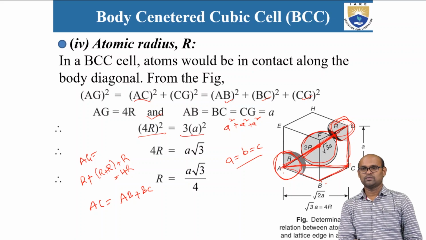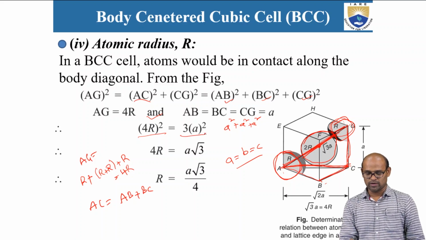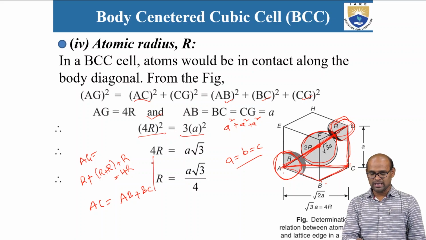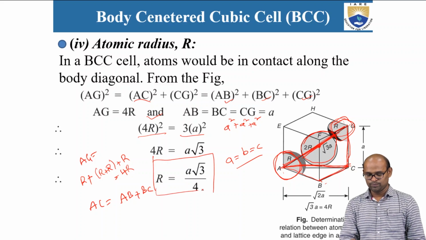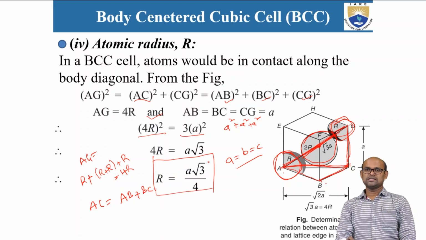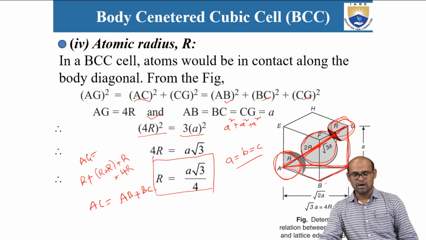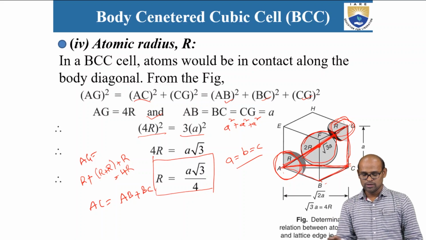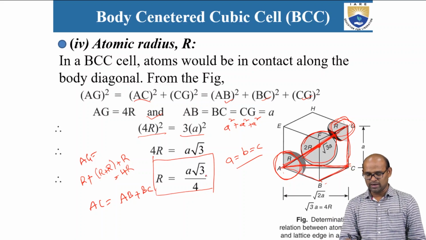So 4R square is equal to 3A square. Sorry, 3A square. Now 4R is A into square root 3. I am just taking out the square here. So that will be square root 3 into A. So R is A into square root 3 by 4. So that is the radius of an atom in the body centered unit cell, right? So R is A into root 3 by 4.